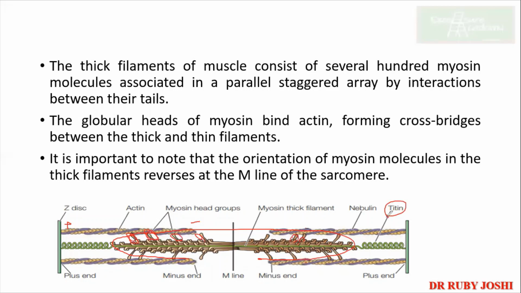Now, when the myosin interacts with the actin filaments, it means there is a movement happening in the actin. It twists like this. Now that twist is brought about by the nebulin. So far so good, guys. Are you able to follow? So the globular heads of the myosin bind to this actin. They form the cross bridges between the thick and the thin filaments. Okay, so far so good. Here the orientation of the myosin molecule is important. Let's see how this is happening.